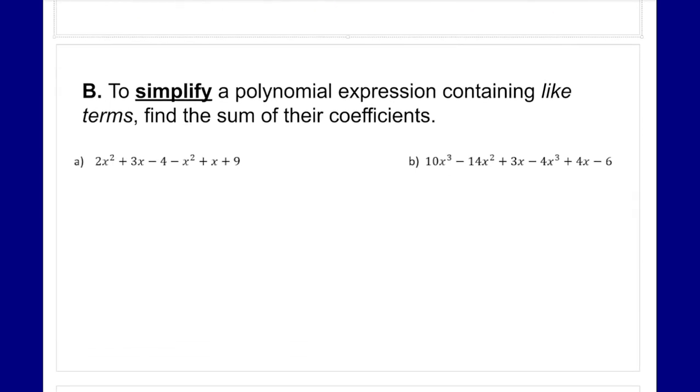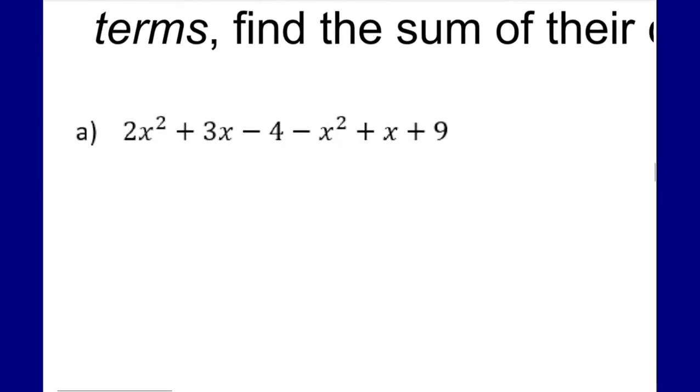So to simplify a polynomial expression containing like terms, basically we find the sum of their coefficients. Again, remember we defined a like term as having the same variable factor. So a helpful thing to do is when you go through, look for your terms that are considered like terms. Same letters, same exponents. So here we have an x and an exponent 2. Where else do we see an x and an exponent 2? There's only one other term here. So those are considered like terms. You might say, well, this one has an x, and there's an x here, which is true. However, the exponent is not the same.